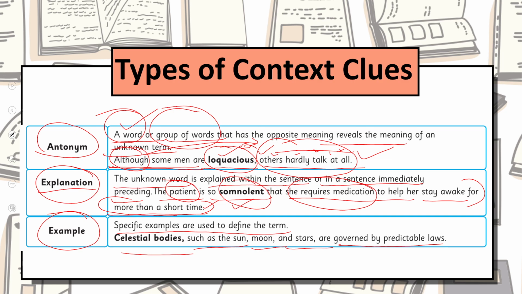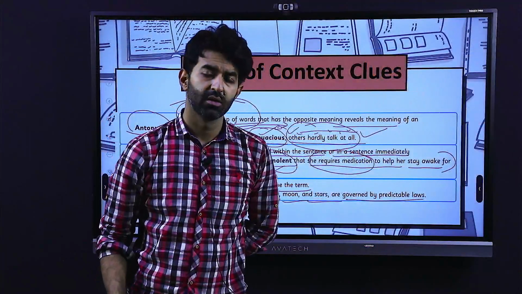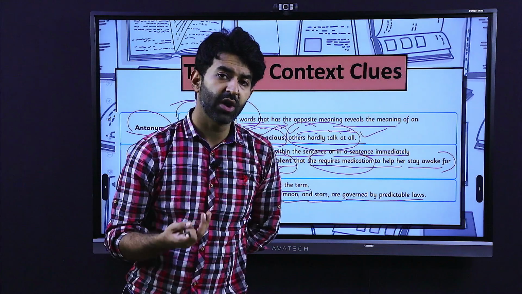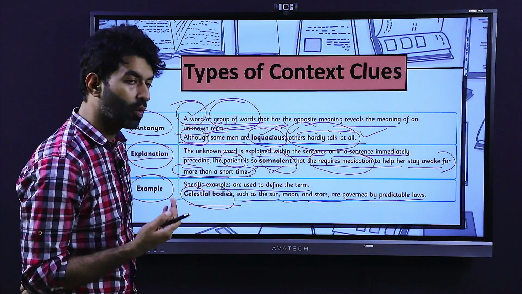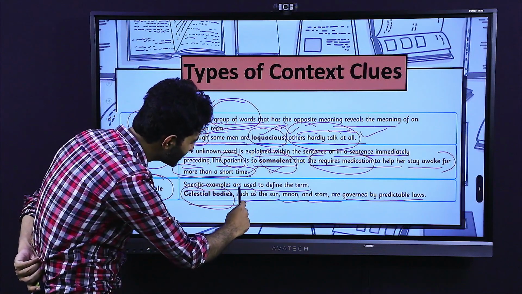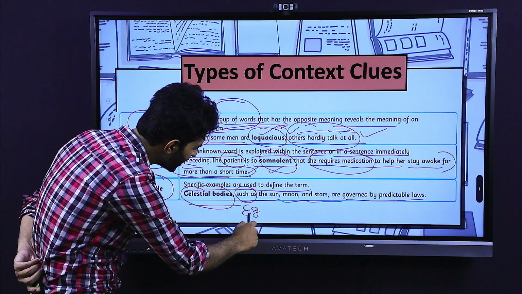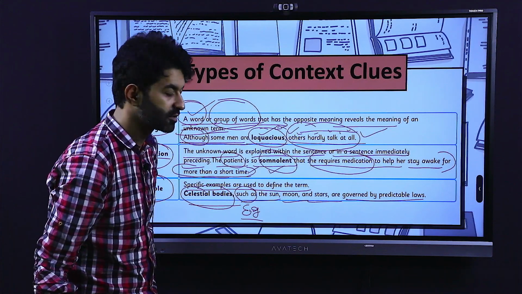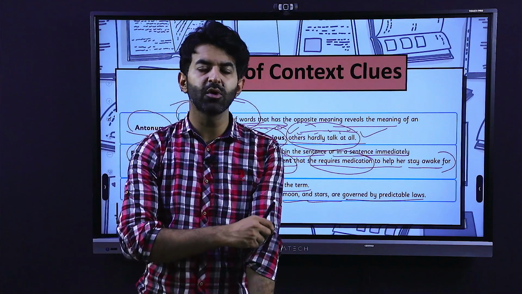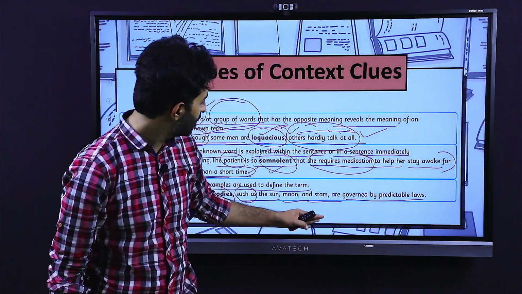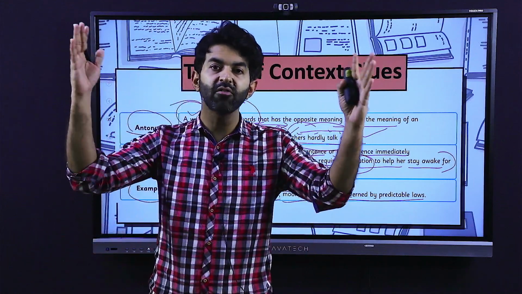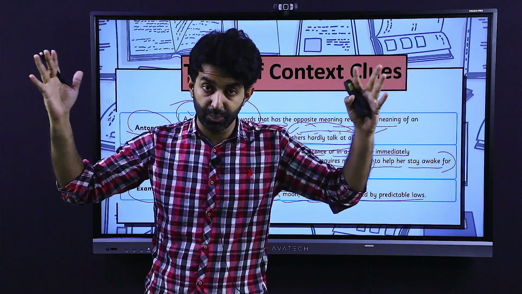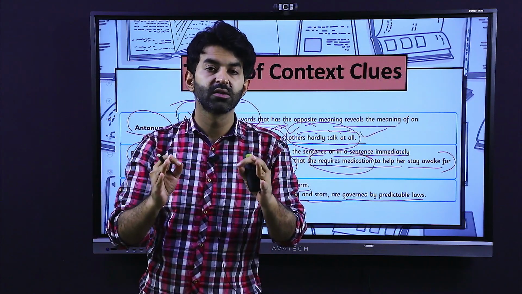Now, celestial bodies. We know this is our difficult phrase, right? It's a group of two words. It's a phrase. Now, celestial bodies. We don't know. But such as is used for examples, right? The sun, moon, and stars are governed by predictable laws. So, what's the similarity between sun, star, and moon? They are up in the heavens, they are in the sky, right? So it means that they are celestial bodies.